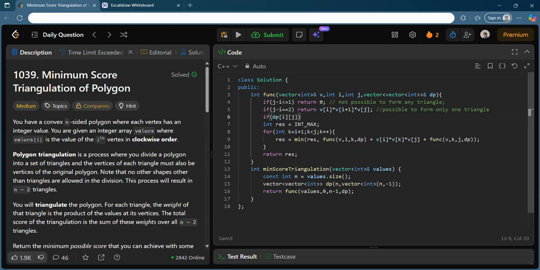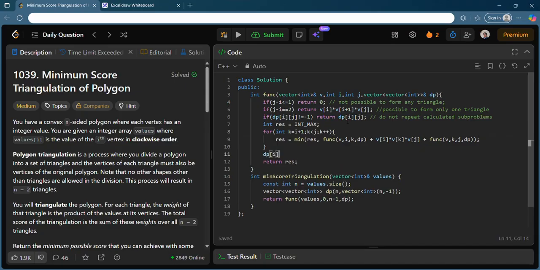So I will just check that if dp of i and j is not -1, what does it mean? It means that it has already been calculated. So you don't need to do this whole for loop and things like that. You can just take it from your cache memory and just return it. So do not repeat calculated sub problems is what I am trying to say.